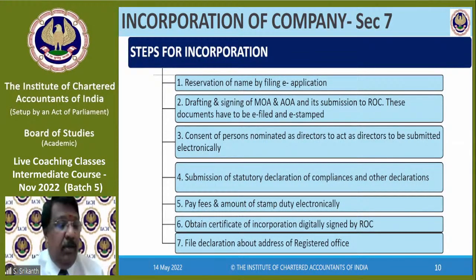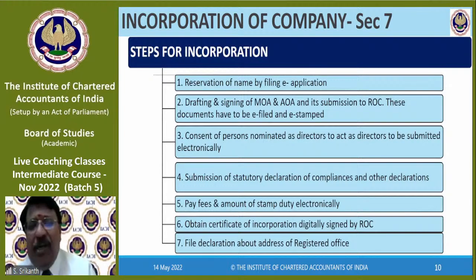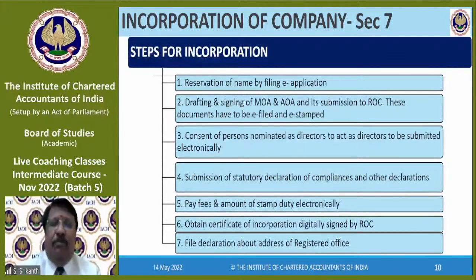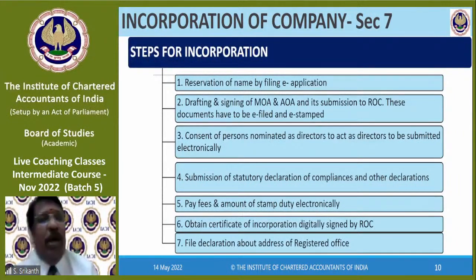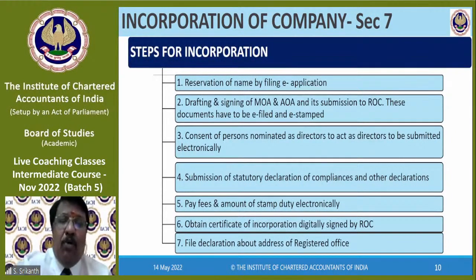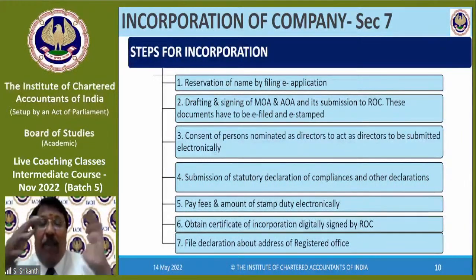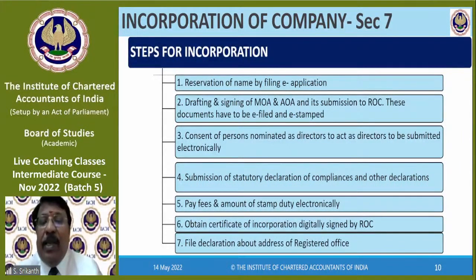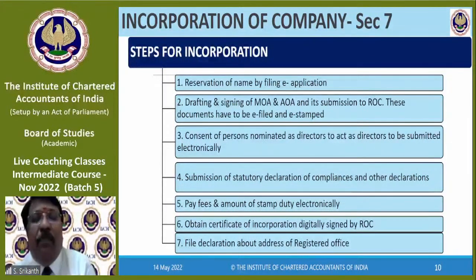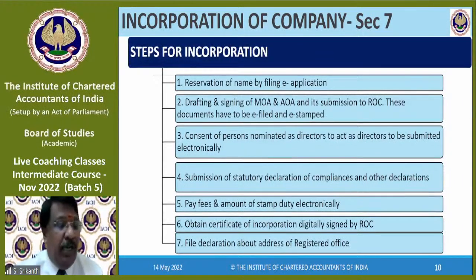Right? We'll see authorized capital in more detail when we come to share capital. But for the time being, we're going to see it in the memorandum. Authorized capital is the amount mentioned in the memorandum of association as the maximum capital that the company can issue. The maximum number of shares that the company can issue, which is mentioned in the memorandum, is called authorized capital.